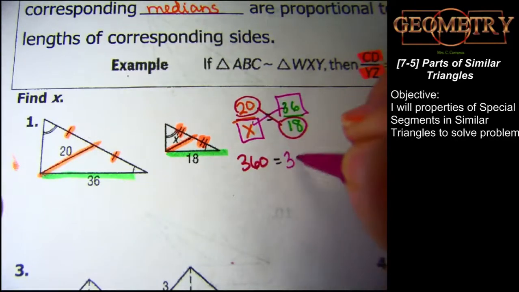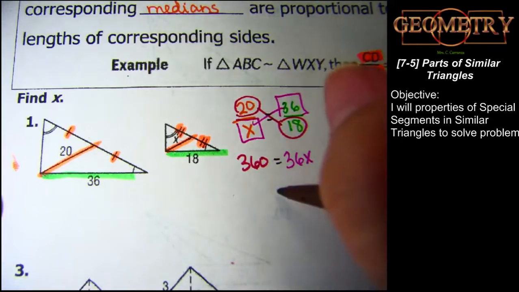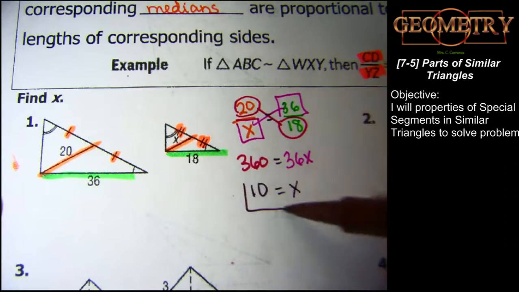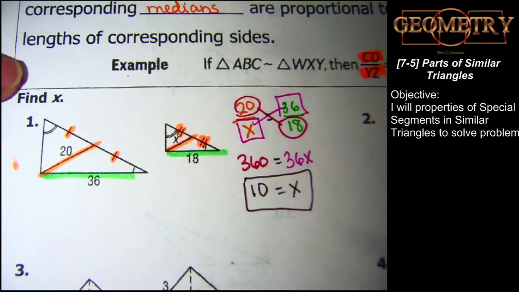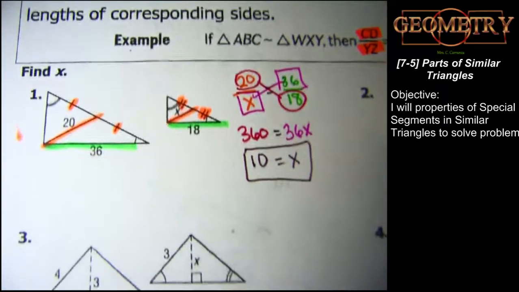And then 36 times x is just 36x. And when I divide that, x equals. All right, and that's all I've been asked to do, is just to find the value of x. Felt okay? Nice and easy? All right, let's look at number 3.